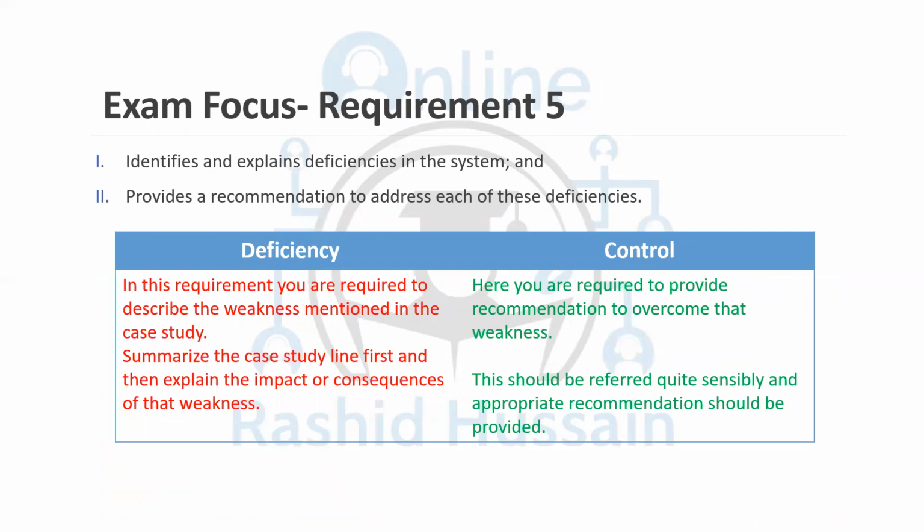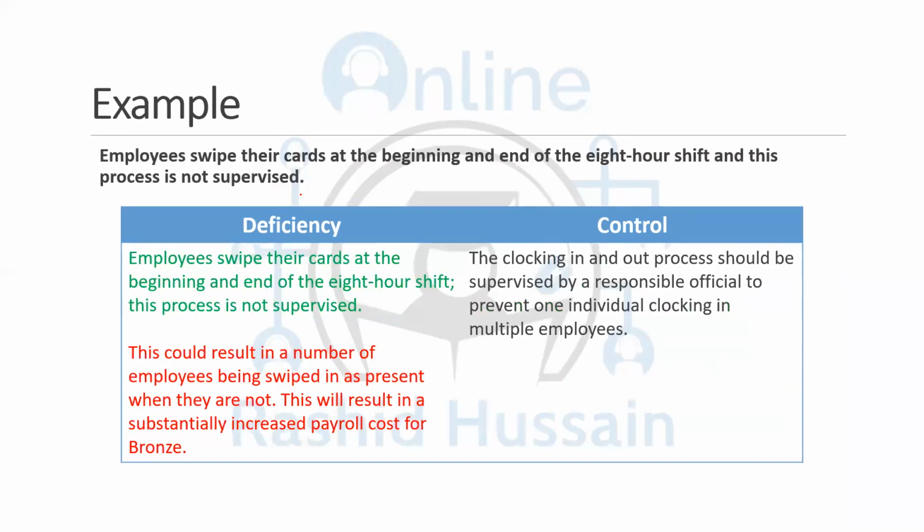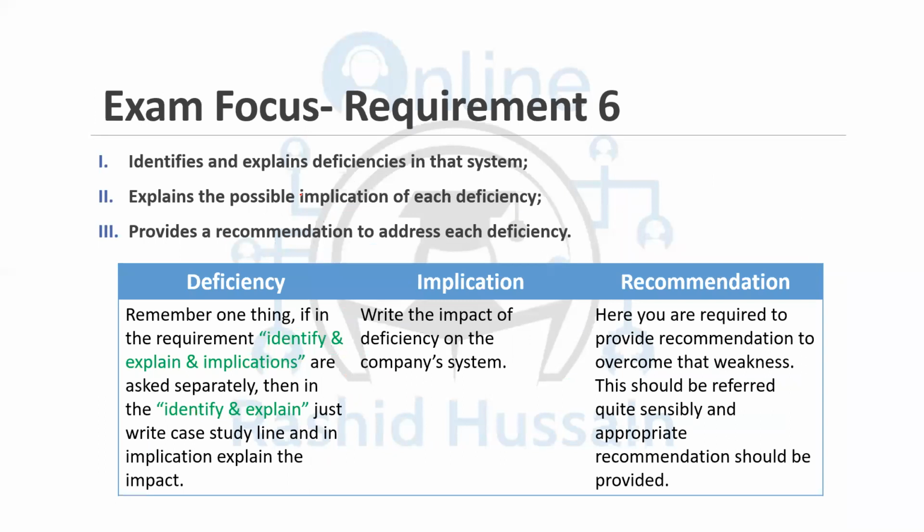So exam focus requirement number 5: this is exactly the same as what we have already discussed, but there's no test of control in it. Identify and explain the deficiency. Identify means the case study line. Explanation means the impact of that, and the recommendation, how to overcome the weakness. So here you are going to make 2 columns. An example is given. And then there is requirement number 6, which is again a weird requirement.